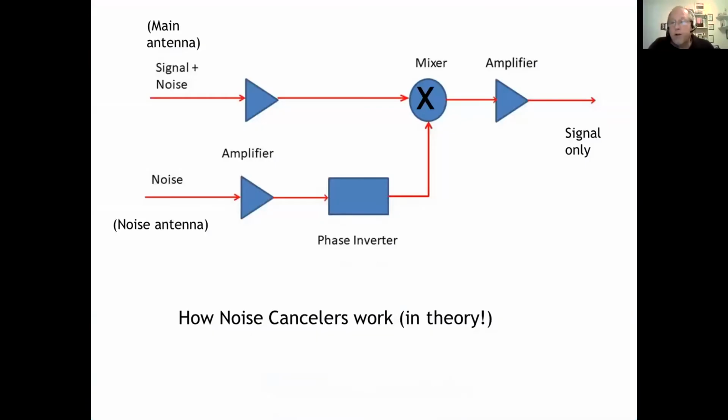So here's a graphic example of how these things work, right? You've got the noise plus signal coming in from the main antenna into an amplifier, into a mixer. You've got the noise coming in through another amplifier, through a phase inverter, into the mixer. And the idea is you get the signal plus the noise coming in here, and technically what you get out the other end is signal only, without the noise.